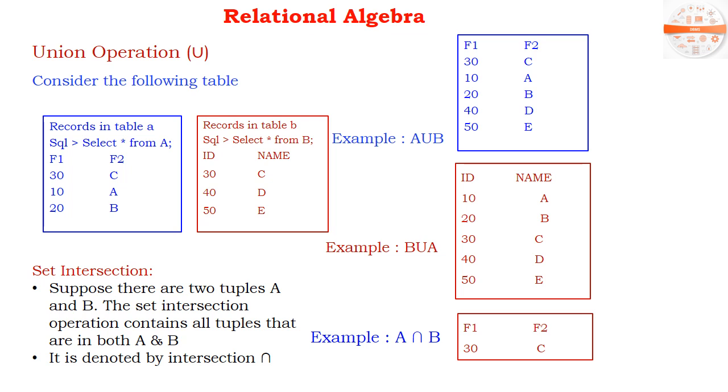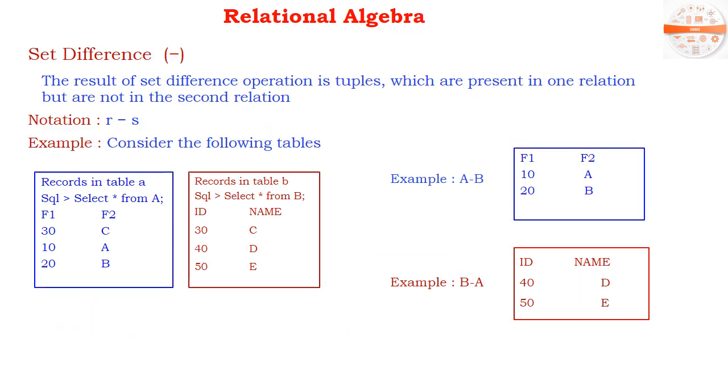And the next one is set intersection. The set intersection operation contains all the tuples that are in both relations A and B. So what is the meaning of set intersection? It will consider only the common values in both relations. So the common value is 30. The next operation is set difference.